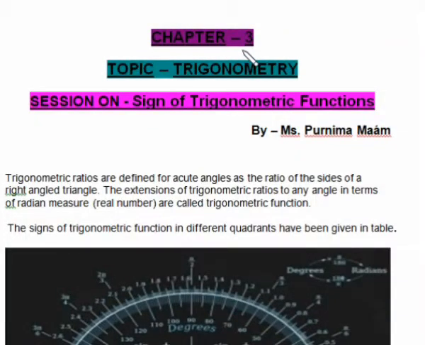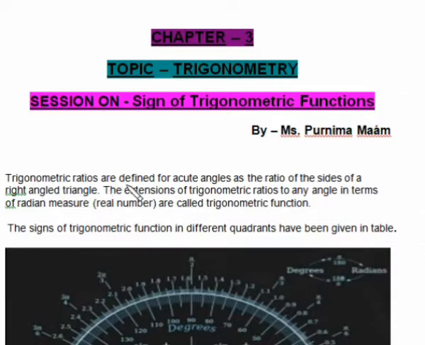I'm Purnima. We are going to discuss the first session of trigonometry, that is, signs of trigonometric functions. What are the signs of trigonometric functions? In the last sessions, we have already discussed how we convert degrees into radians.